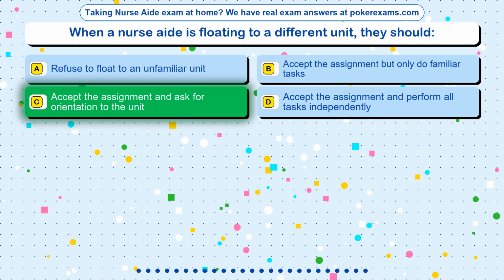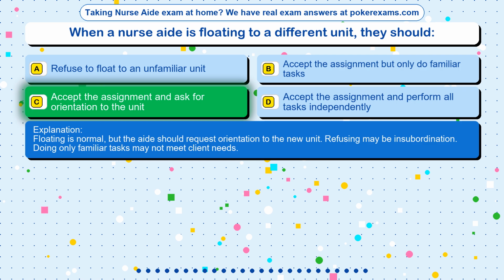The correct answer is option C. Accept the assignment and ask for orientation to the unit. Floating is normal, but the aide should request orientation to the new unit. Refusing may be insubordination. Doing only familiar tasks may not meet client needs.